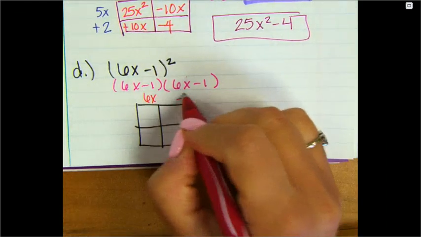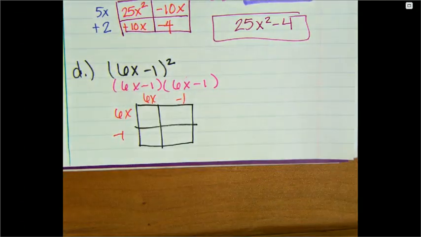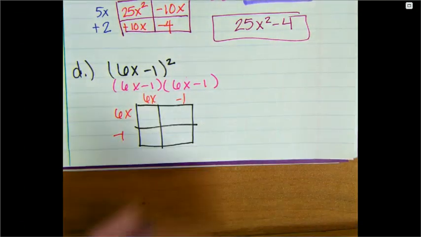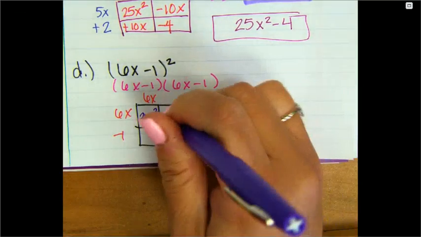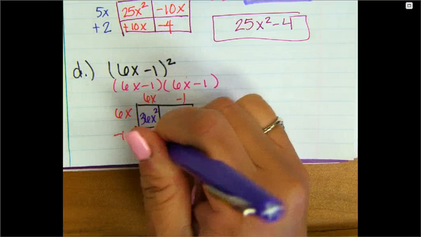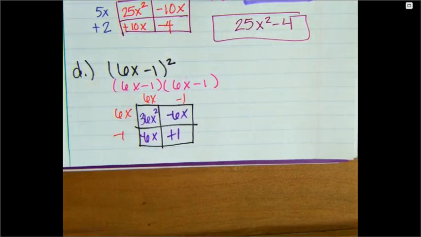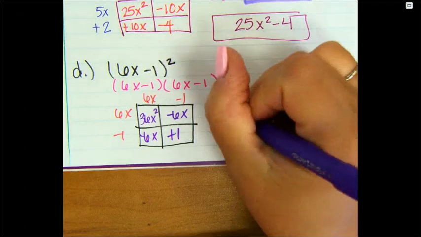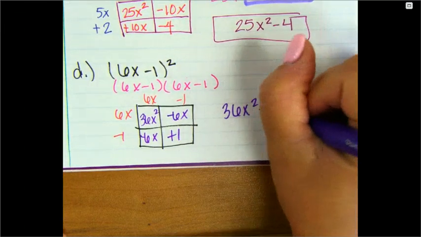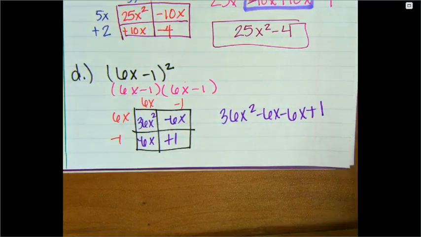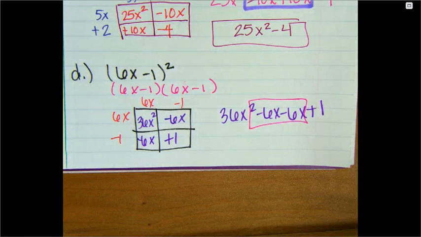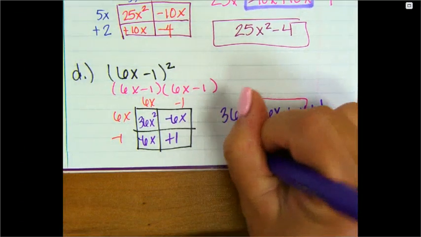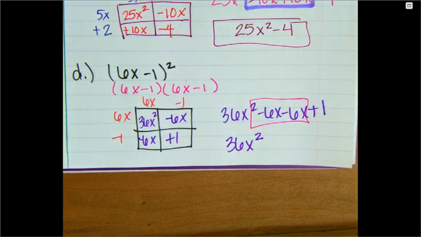6x here, -1. 6x here, -1. Yes? Okay, let's multiply 6 and 6. Wonderful. 6x and -1. And then? Positive? I think, Jenny, that might be the only thing you had wrong. So 36x squared, -6x, -6x, +1. The middles, do they cancel? No. Why? They're both negative, so same sign, you add. So what do we get?